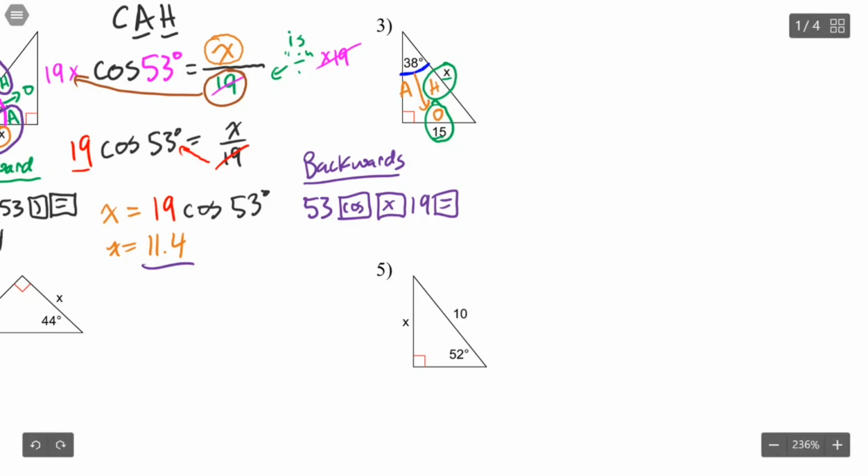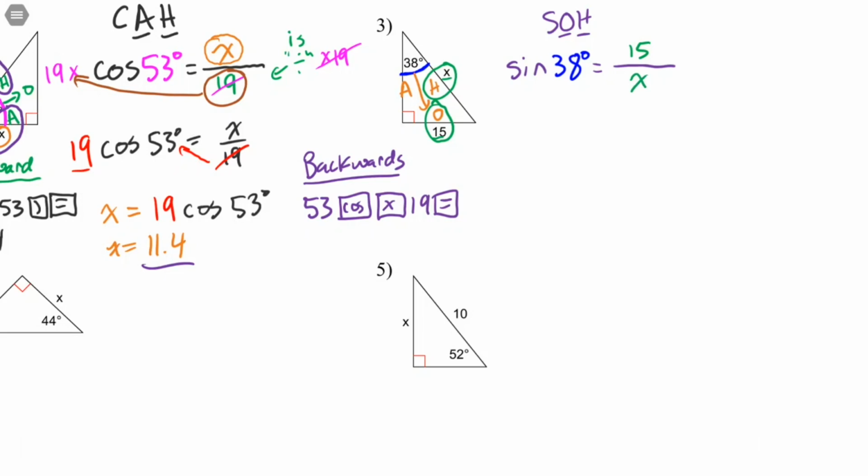SOH is so, right? When we care about the opposite and the hypotenuse, we are going to use sine. So sine of our angle equals a fraction, and our fraction is going to be opposite 15 over x. Now, x is our hypotenuse, it's underneath. O, we know it's up top. X being underneath actually makes this a little bit more complicated.